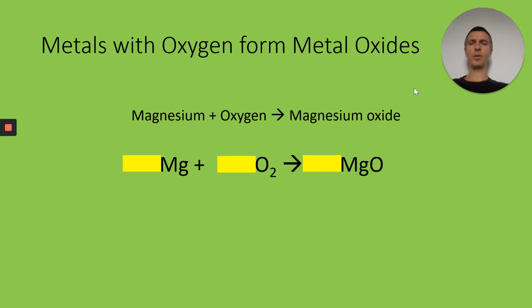So the symbol equation there: we've got 2 oxygens on the left, so we probably need 2 on the right. That suggests to us that there's going to be a 2 there. So if there's 2 magnesiums on the right, there's going to be 2 on the left. You've already got your 2 oxygens, so you need 2 magnesium oxides on the right.